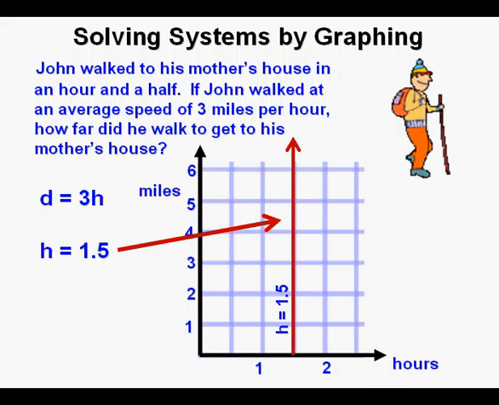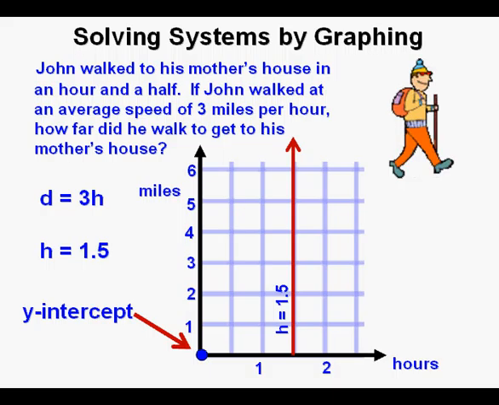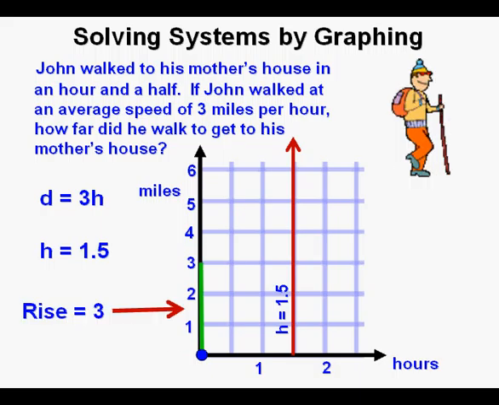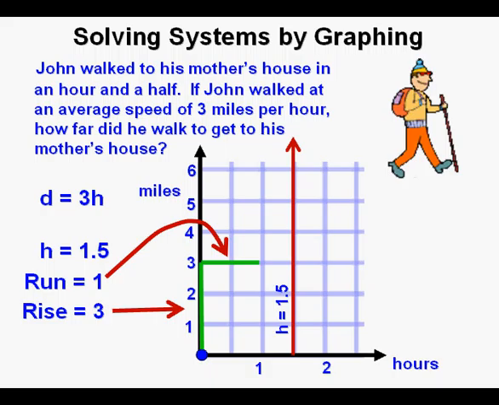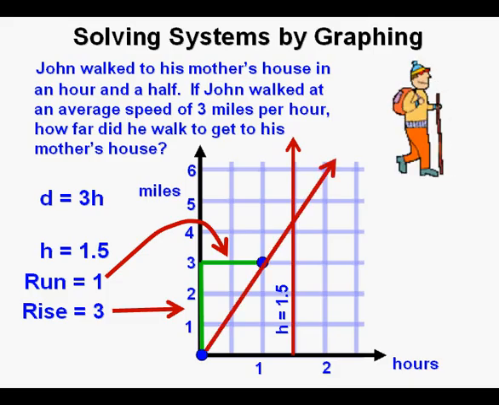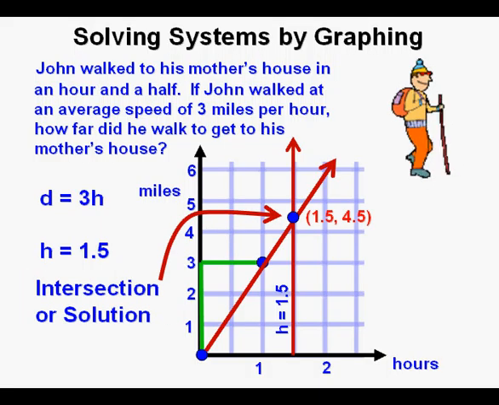Now we have the line d equals 3h. With a y-intercept of 0, we mark the starting point at the origin. And with a rise over run of 3 over 1, we rise 3 units from the origin, and we have a run of 1. And we mark our second point at the end of the run. Then we can draw the line of the equation through the 2 points. And this is our intersection point at (1.5, 4.5). So our answer to the question is 4 1/2, or 4.5 miles.